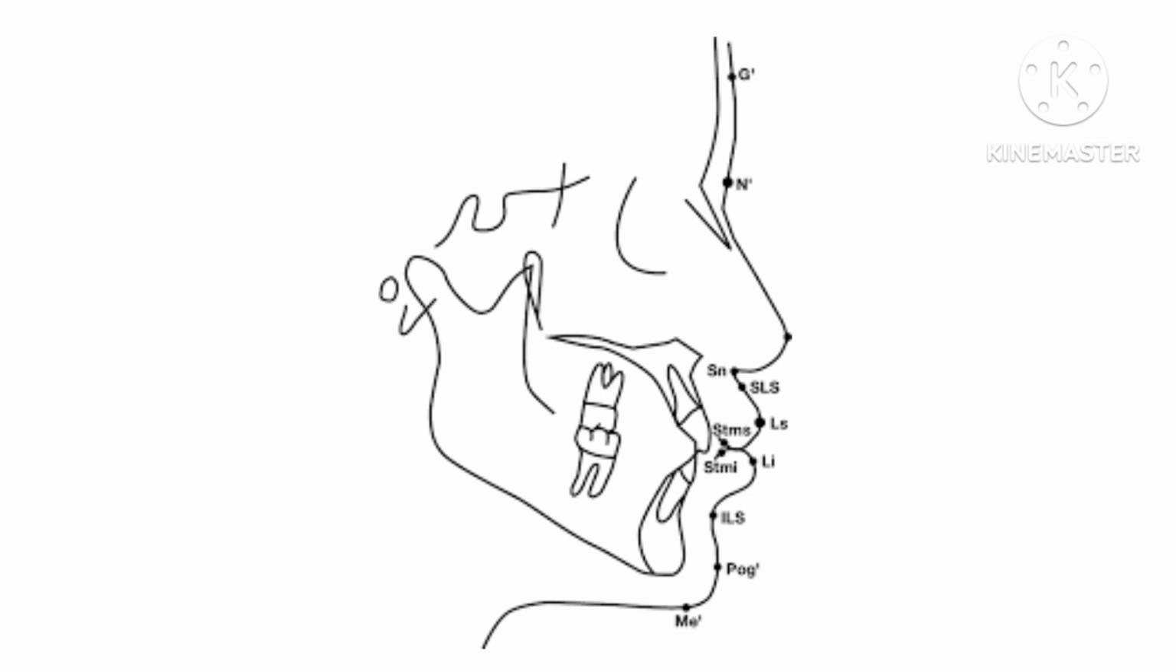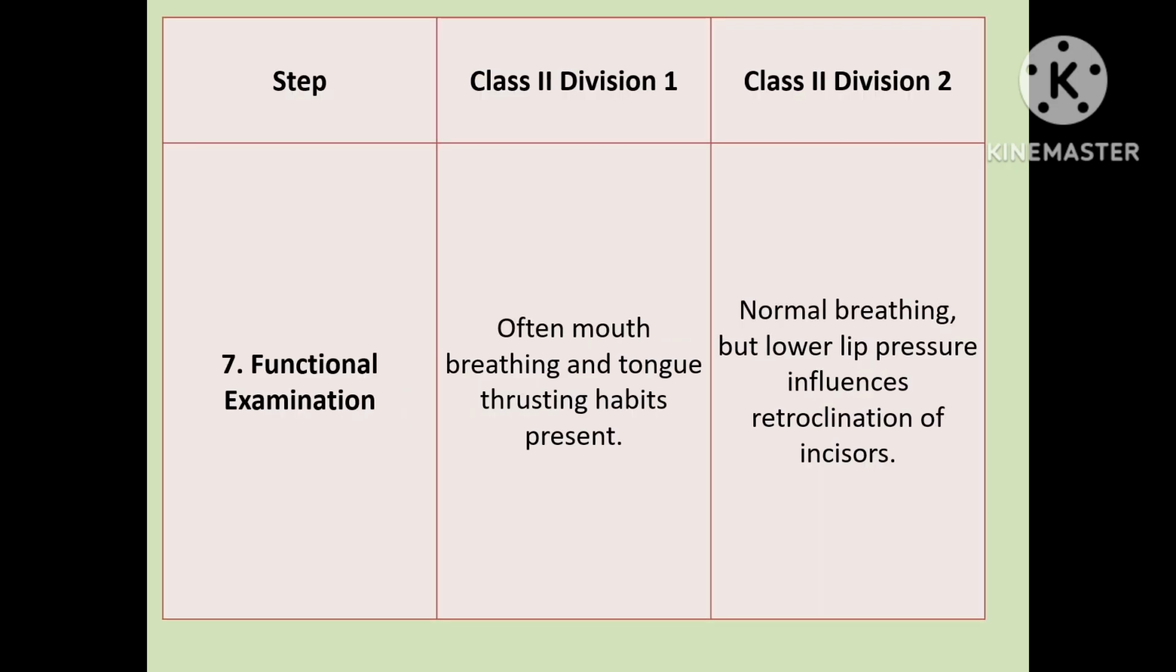Soft tissue analysis shows a convex profile with the upper lip ahead of the E line and a reduced nasolabial angle, less than 102 degrees, in division 1. Functionally, division 1 is associated with abnormal habits like mouth breathing and tongue thrusting, while division 2 usually has normal function but with stronger lower lip pressure influencing the teeth position.